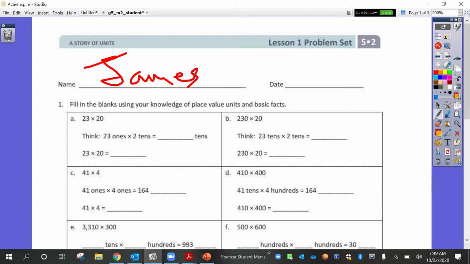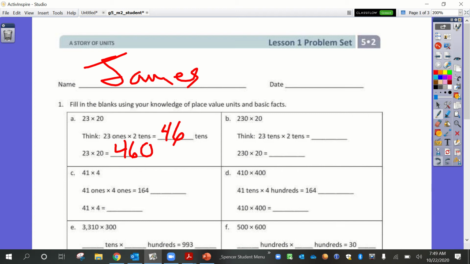So this first one's 23 times 20. We can see that they're turning it into unit form and they're saying 23 ones times 2 tens. So that would equal 46 tens. And we know that 46 tens has 1 zero, so it would be 460. Great. Now notice, ones times tens is going to give 1 times anything, right?